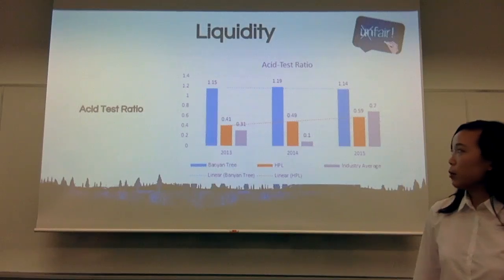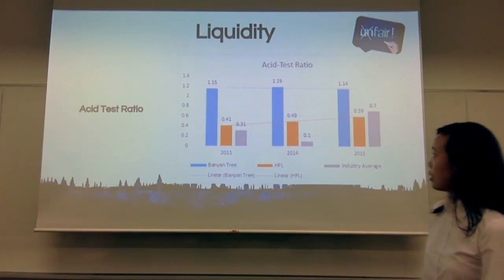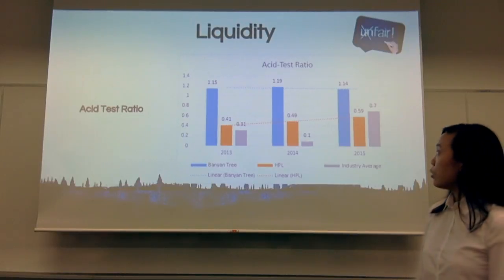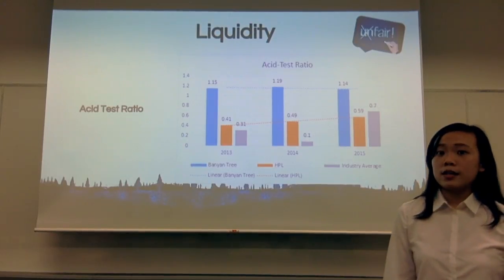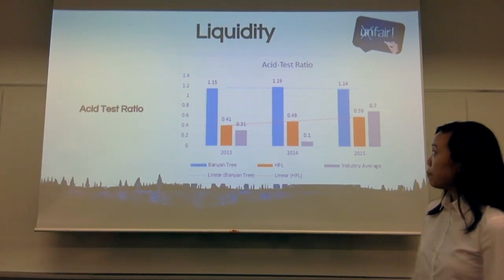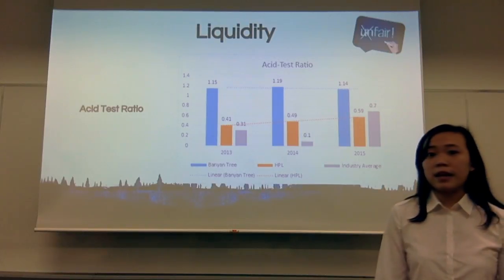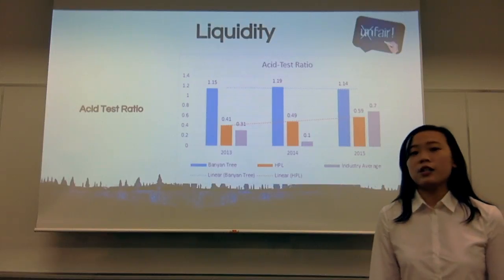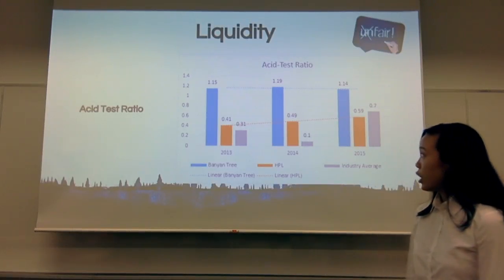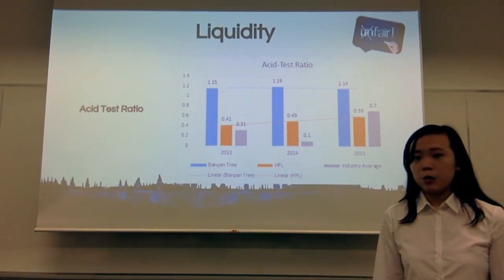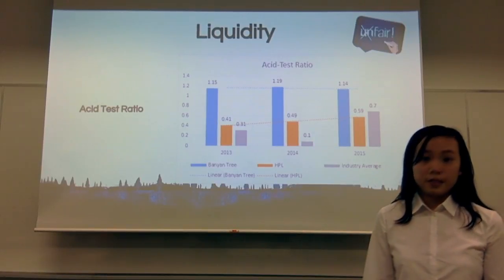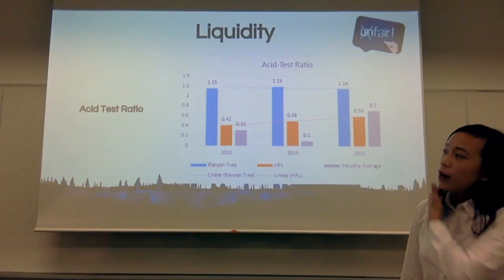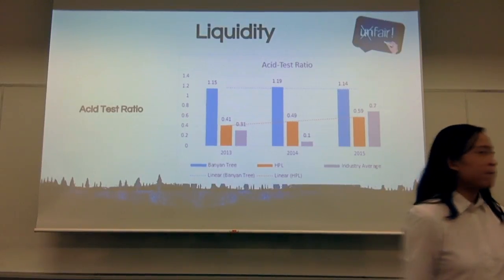And I'll now be talking about the acid test ratio. As you can see from this graph, Banyan Tree is quite consistent throughout in terms of their liquidity to convert their current assets into cash when needed. This presents a higher capability of settling current liabilities within a short time frame. As for HBL, they're lower than the industrial average because they're holding on to a considerable amount of property, plant, and equipment of 37.6%. And with this, I'll now pass on to Hui Ting.